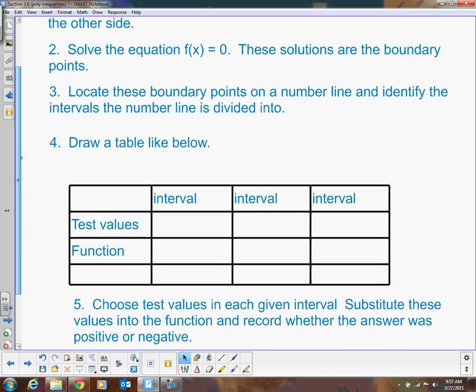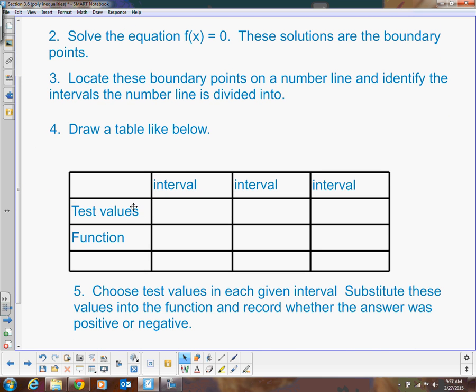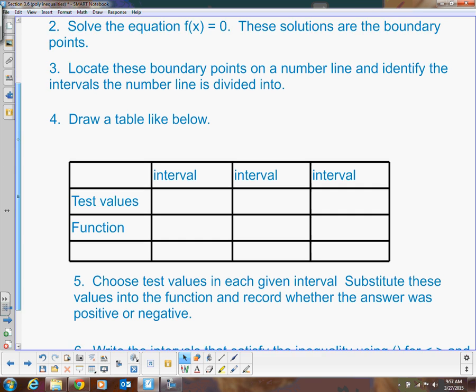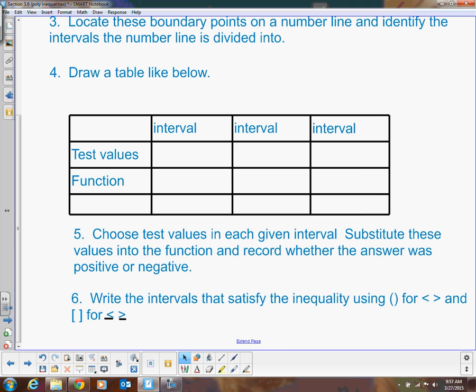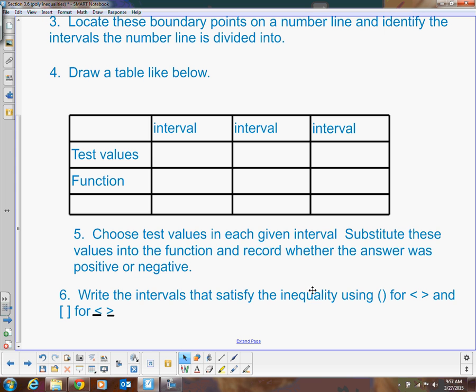All right. And so these are the intervals where you have test values in the function. You're going to choose the test values in each given interval. You substitute these values into the function, record whether the answer is positive or negative. And then maybe you don't have to graph. Then you're going to write the intervals that satisfy the inequality using parentheses for greater than, less than, and brackets for greater than or equal to, less than or equal to. So this table you're very familiar with, okay? This table is nothing new.